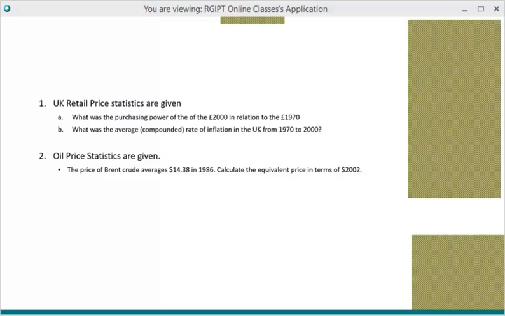Why are we talking about this? Because of inflation. What happens? The value of money decreases over time.